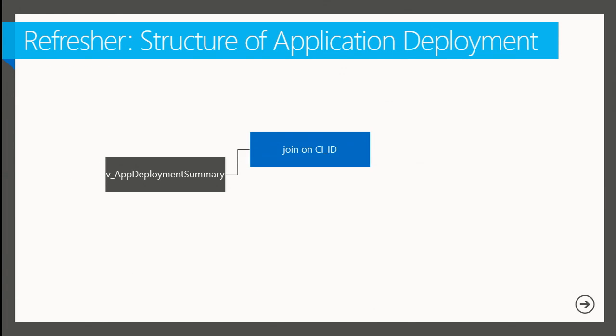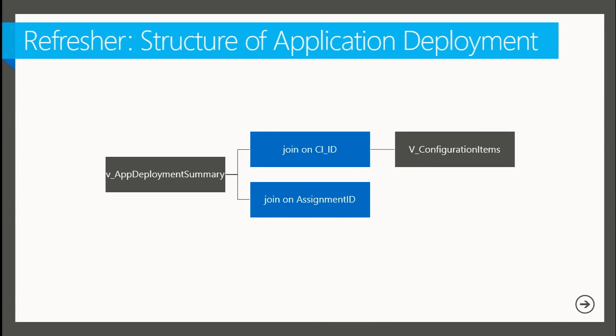So we're going to look at application deployments. There's two ways you could be joining them, either on CI ID to get more information about the application, or on assignment ID. So in this case, I've gone back to one of the major views, V configuration items, and that's giving me all the CIs in my system. But what I'm doing is I'm saying, okay, for these app deployments, get me the CI IDs. A little later on, we'll look at how to get application information out of the XML document that's in V configuration items.